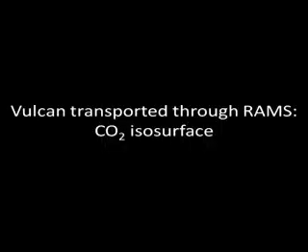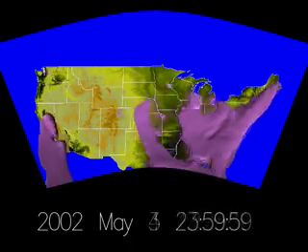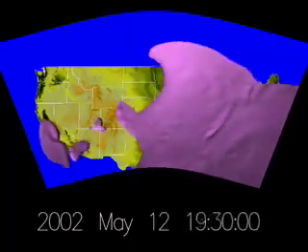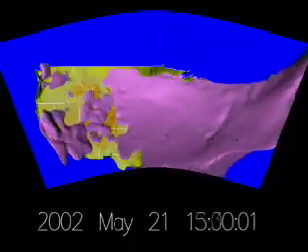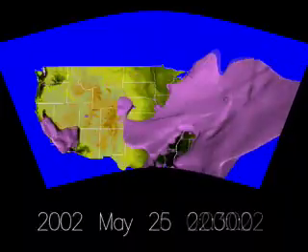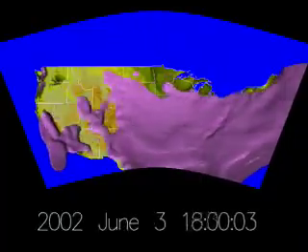The next video sequence represents a three-dimensional view of CO2 concentration over the United States. This shows an isosurface of CO2 roughly 2 ppm above the initial conditions. Again, you see the broad spatial patterns, the diurnal cycle, and a number of additional features that can be seen with a 3D representation.